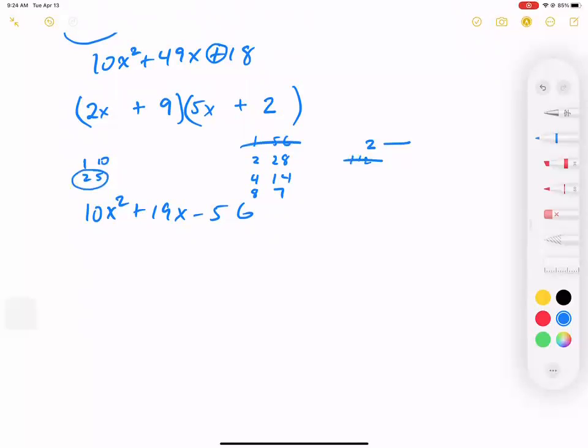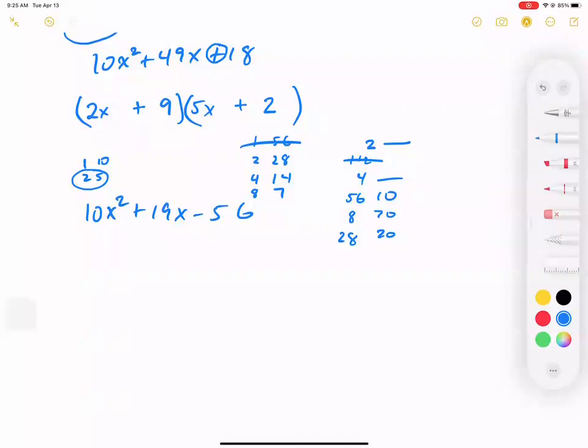2 times 2 is 4. 5 times 28 is way too big. We're trying to subtract out to be 19, and that's going to be way too big. If I say 2 times 28 is 56, 5 times 2 is 10. Nope, they don't subtract out to become 19. 2 times 4 is 8. 5 times 14 is 70. Nope, that's way too big. 2 times 14 is 28. And 5 times 4 is 20. Nope, those don't subtract out to become 19.